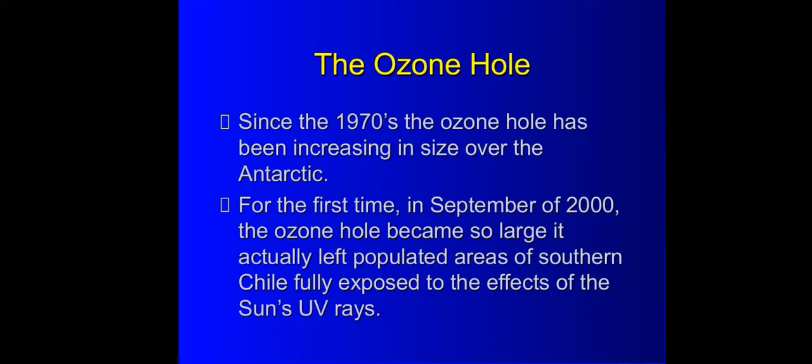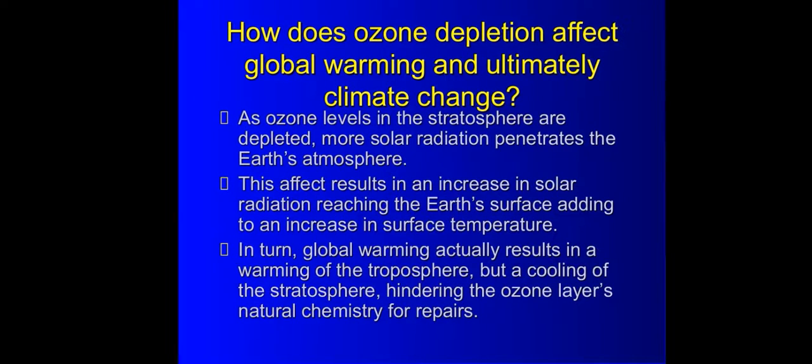the ozone hole has been increasing in size over the Antarctic. For the first time, in September of 2000, the ozone hole became so large and actually left populated areas of southern Chile fully exposed to the effect of the sun's UV rays. So in 1970s, ang ozone hole natin ay nag-i-increase ng size. And then sa September 2000, it became large. Lumalaki siya.